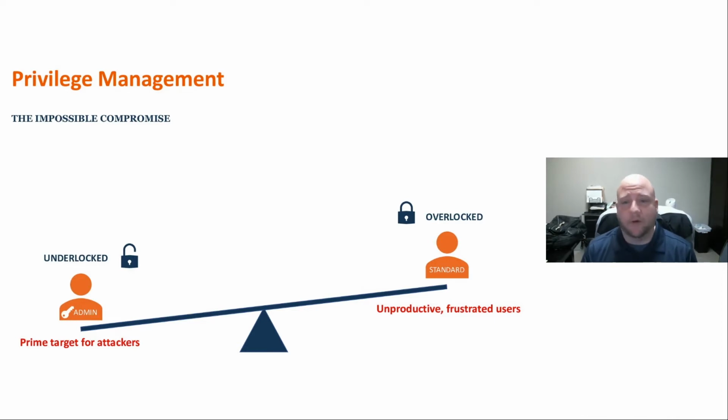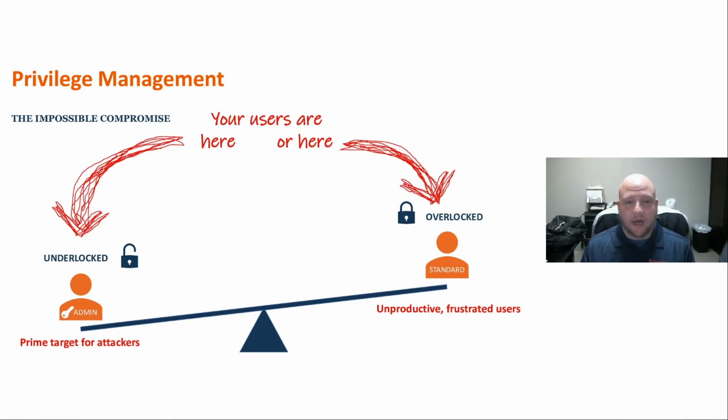And then we've got the ones on the right. Okay, we took away their rights. Now they're overlocked. They're screaming. They're freaking out. I can't do this one thing. I'm completely unproductive now, and I'm extremely frustrated. And so it's really about trying to create that balance and bring them in the middle, right?